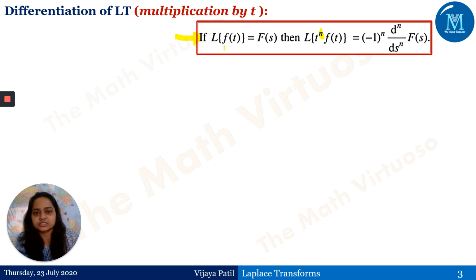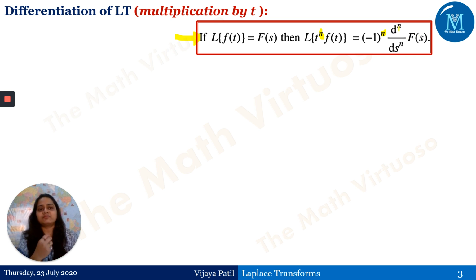Now, what is the meaning of this? If the Laplace transform of f of t is F of s, then if we are multiplying this f of t by t to the power n, what would be the effect on this F of s? So I have to have minus 1 to the power n. The value of this RHS depends on whether it's positive or negative, depending on minus 1 to the power n. If it is minus 1 to the power 2, it would be plus 1. If it is minus 1 to the power 1, then it would be minus 1, right? And then it is the nth derivative of this F of s.